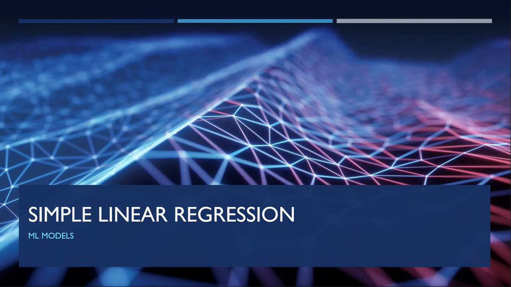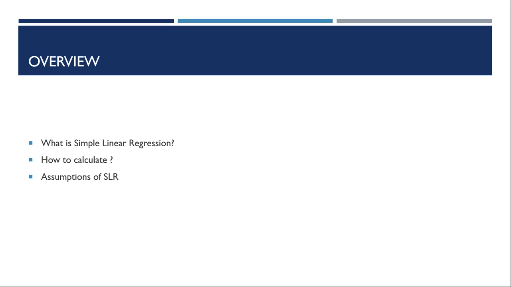From today we are going to talk about machine learning models. Model building is an important step in machine learning life cycle. In this video we are going to cover an important simple machine learning algorithm, that is linear regression. What is simple linear regression, how to calculate it, and what are the assumptions of simple linear regression?